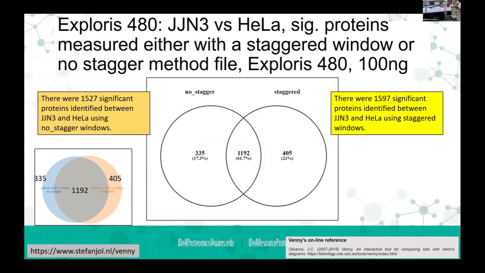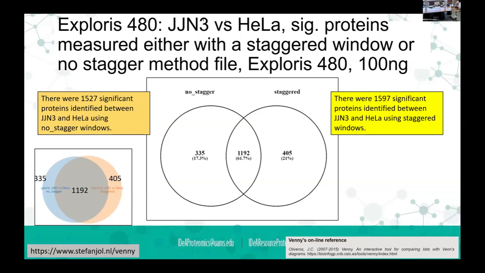I'm just going to show you. I ran this experiment on an Exploris 480. I injected 100 nanograms in every sample. And then I used, like I said, DIA-NN to do the searching. I've got this picture up here both ways, because this really isn't very satisfying with these Venn diagram things that you can get off of the internet.